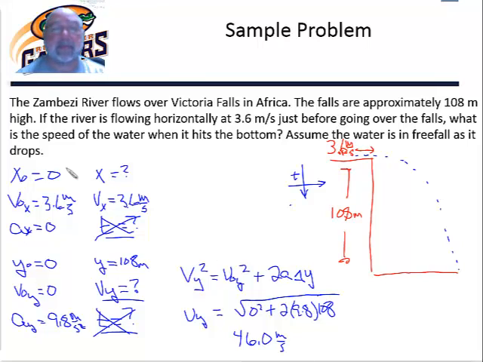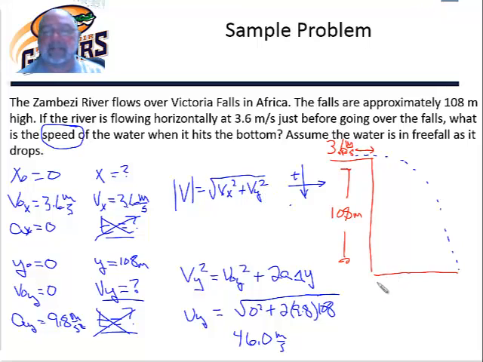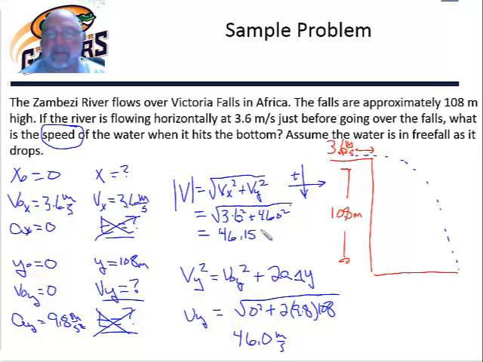We want the speed of the water. The speed of the water, or the speed, is the magnitude of the velocity. And the components are the final in the x direction and the final in the y direction. So the magnitude of the velocity, we call that speed, is equal to the square root of the x component squared plus the y component squared. And if you recognize that as Mr. Pythagoras' theorem, you're absolutely right. Now I'm just going to substitute in 3.6 squared plus 46.0 squared, and that comes out to 46.15 meters per second.